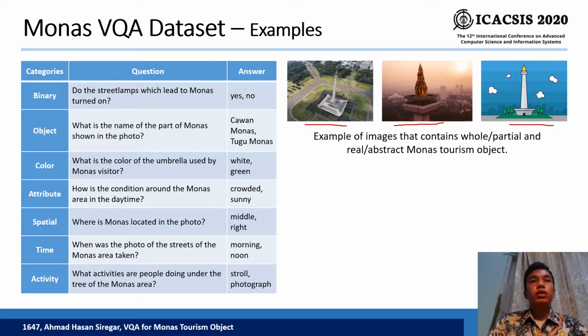Here are some examples. For example, object categories. The question is, what is the name of the part of Monas shown in the photo? Some probable answers would be cawan Monas or tugu Monas. For example, spatial categories, where is Monas located in the photo? Some probable answers are middle or right side.